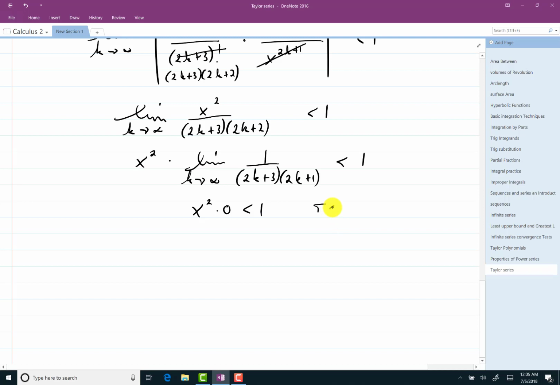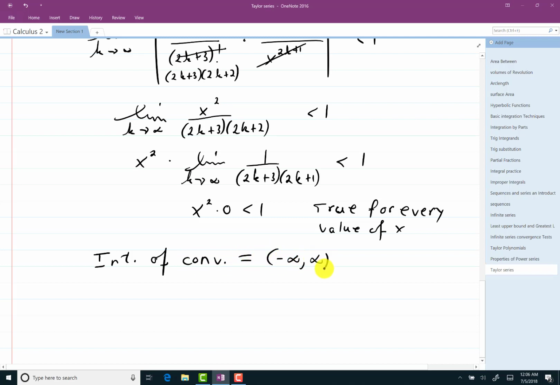This is true for every value of x. So the interval of convergence equals negative infinity to infinity. And remember, the radius of convergence is infinity. So this means that sine of x equals the sum, k equals 0 to infinity, negative 1 to the k, times x to the 2k plus 1, all over 2k plus 1 factorial for all x.